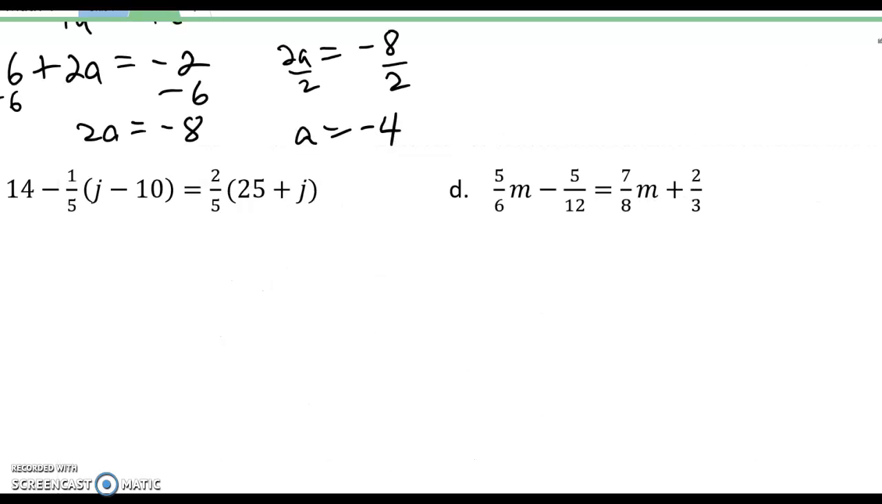All right, let's move on to example D. So now again, we have to find a least common denominator that we're going to multiply every term by to clear out all of these fractions. I got a 6, a 12, an 8, and a 3. So we need to find, again, the smallest possible number that all of those numbers can go into so that we can multiply by it to clear out these fractions.